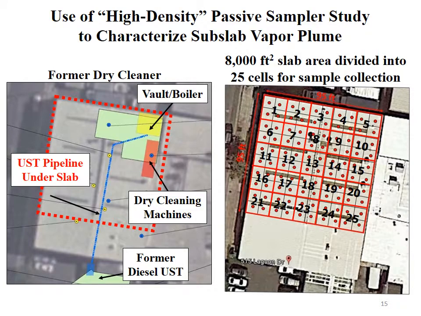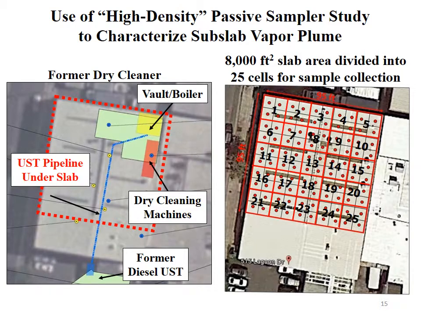So we went back to the site, again thinking in terms of how we can get a better characterization of the subslab vapor plume. So we're also thinking of the multi-increment sampling methods and decision approaches that we use for soil sampling. So in this case, we took the slab and we targeted an 8,000 square foot area. We split it up into 25 cells for sample collection using passive samplers. And you see this here on the right.